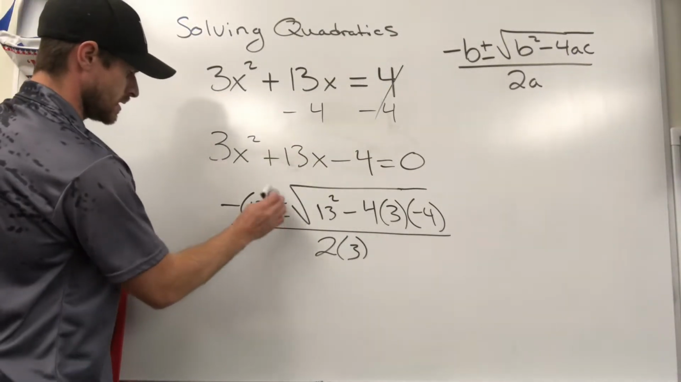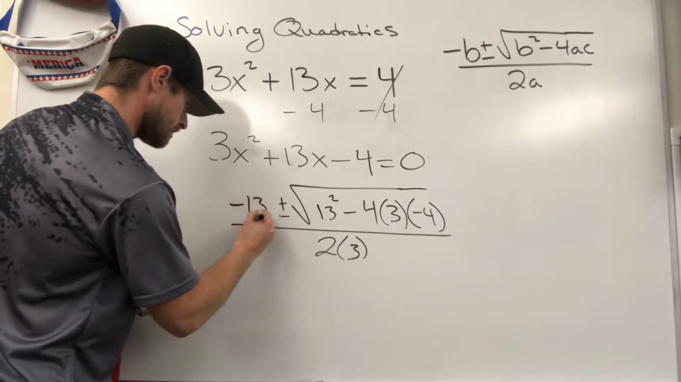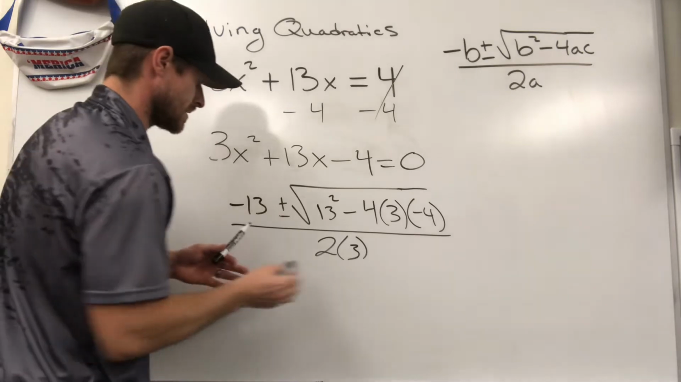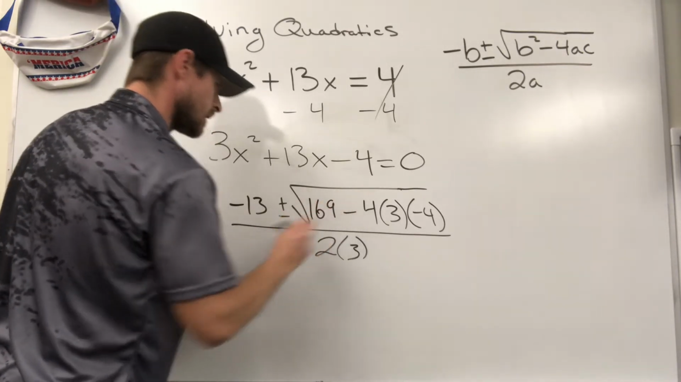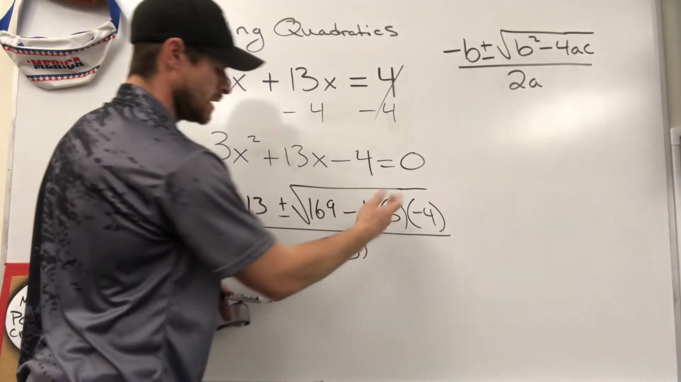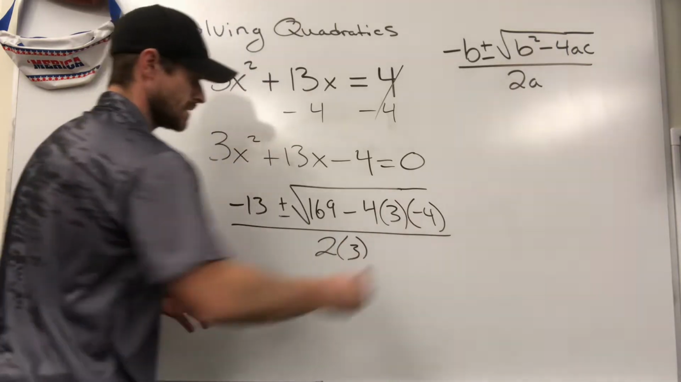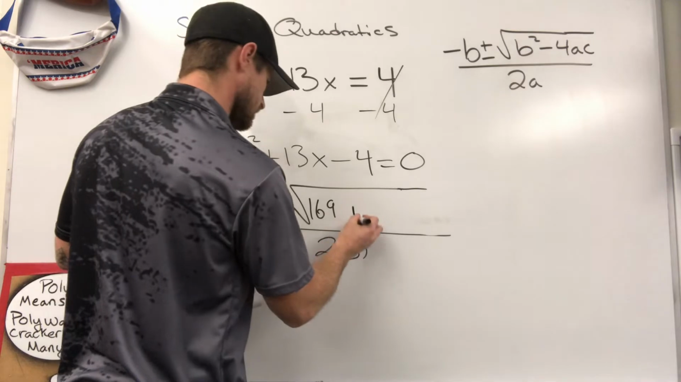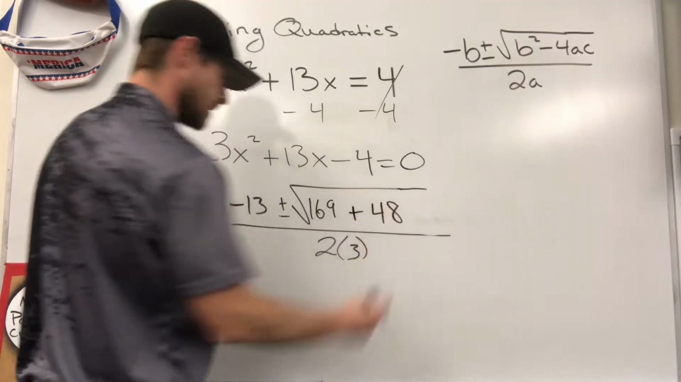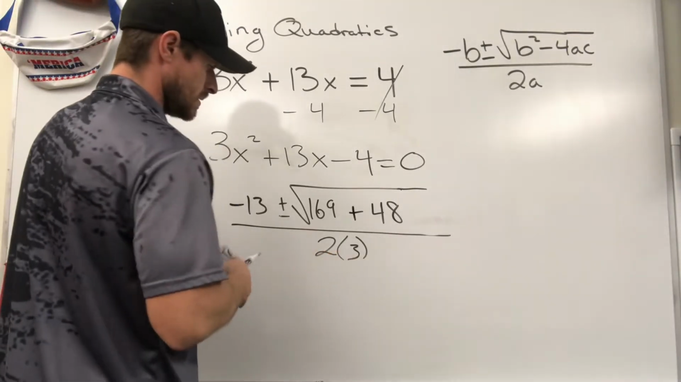Negative parenthesis 13, just turn that into a negative 13. 13 squared is 169. Negative 4 times 3, that's negative 12. Negative 12 times a negative 4, that's going to be a positive 48. Okay, then we're going to take 2 times 3, and we're going to get that 6 down on the bottom. All right, 2 times 3 giving me 6.